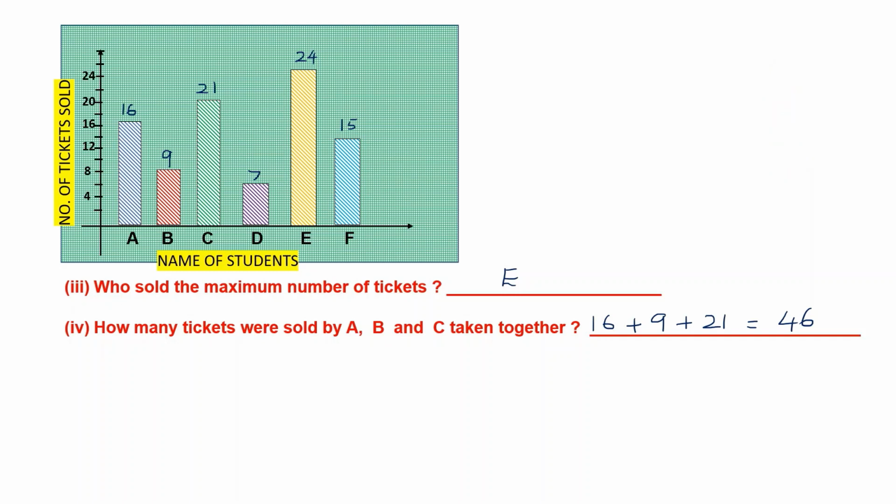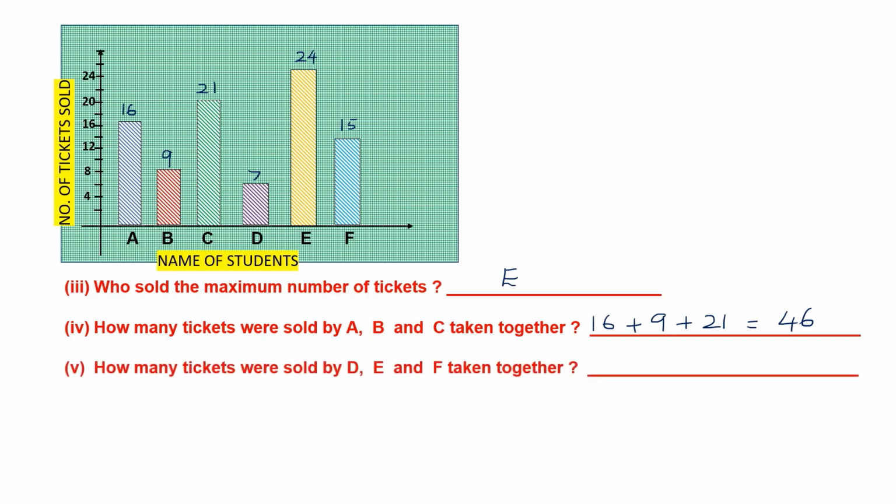Let's go on to the next question. How many tickets were sold by D, E and F taken together? So D is 7, E is 24 and F is 15. So let's add up these. 7 plus 24 plus 15. 7 plus 4 is 11. 11 plus 5 is 16. Carry 1, 1, 2, 3, 4. So that is also 46.